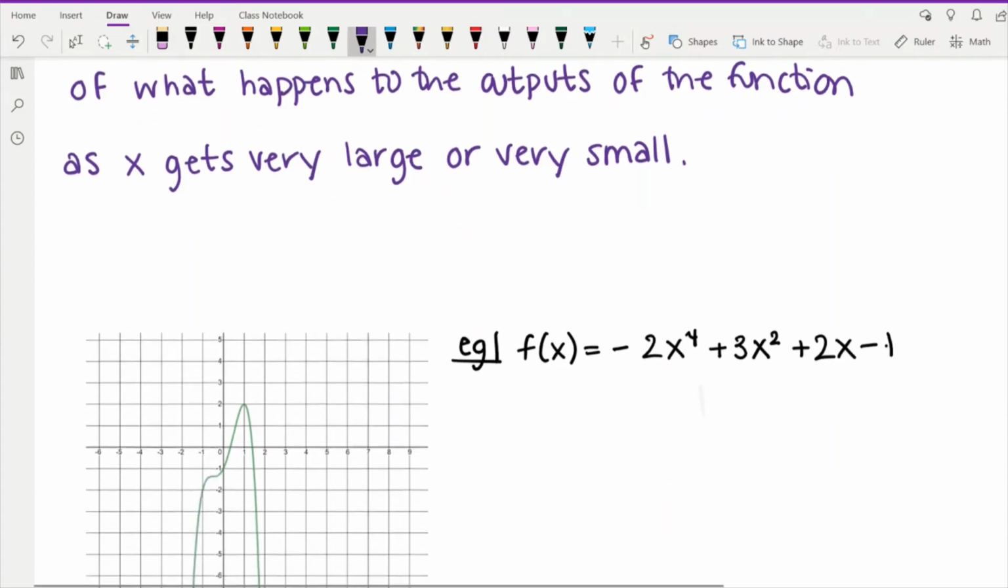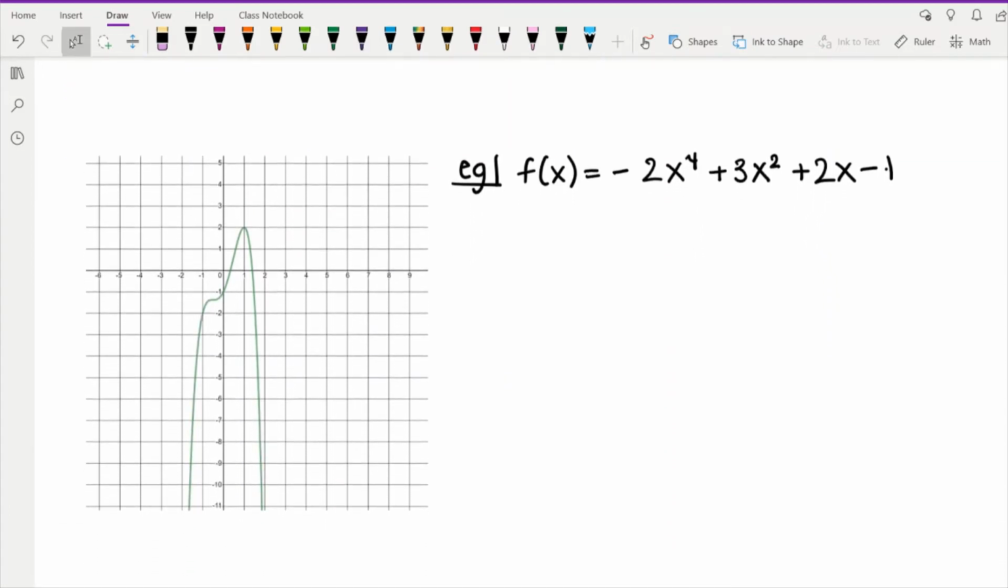Okay, so the way that we're going to start is by looking at a graph and using the graph to tell us what the trend is, where this function is heading. So right here I have graphed the function f of x is equal to -2x to the fourth plus 3x squared plus 2x minus 1. So this is a polynomial, right?